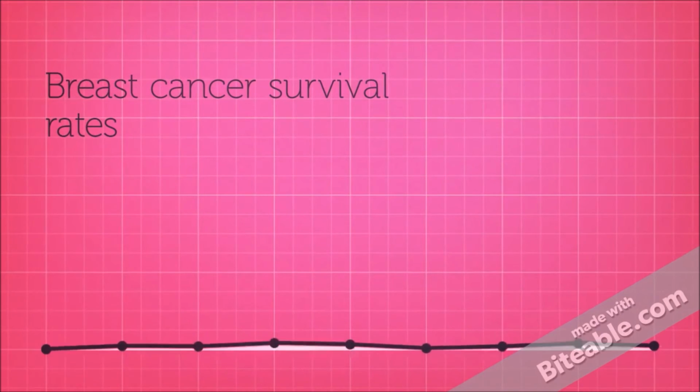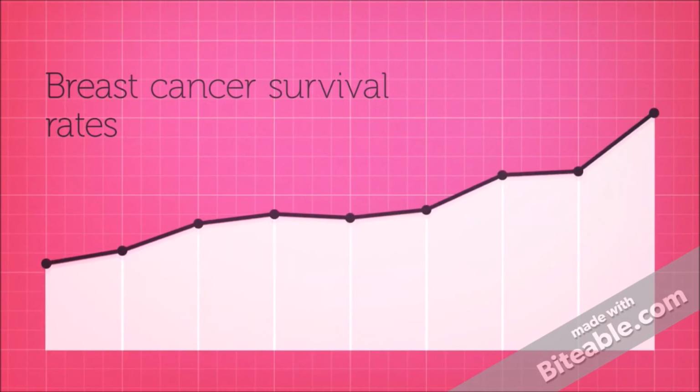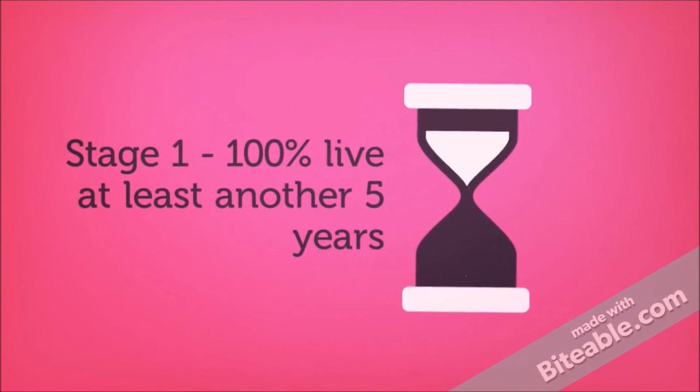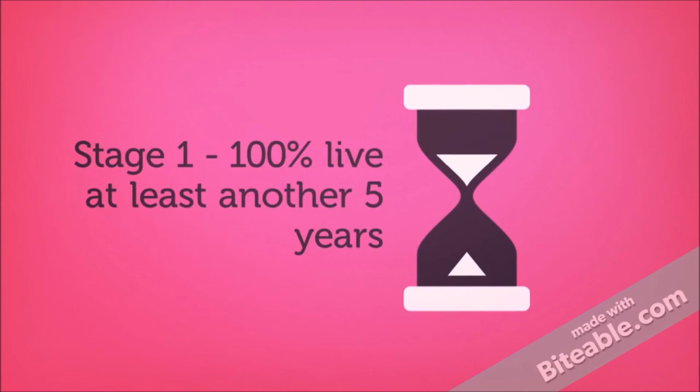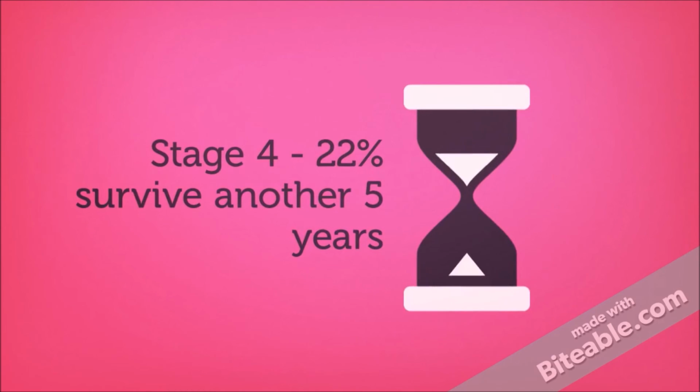The chances of beating breast cancer are directly connected to the stage in which it was found and how fast it was treated. According to the American Cancer Society, 100% of the women with stage 0 breast cancer live at least another 5 years. But this number falls the more advanced the tumor is. In stage 4, the estimated number of women surviving for another 5 years is down to 22%.